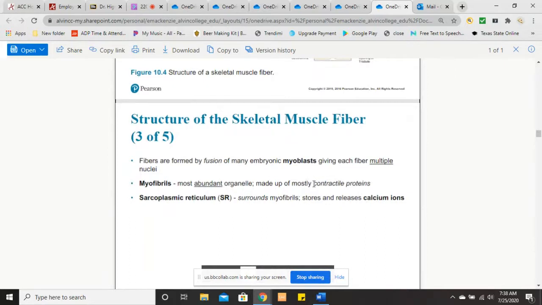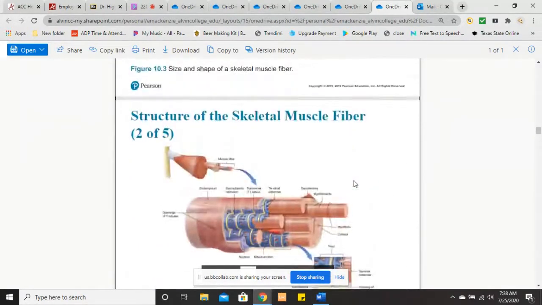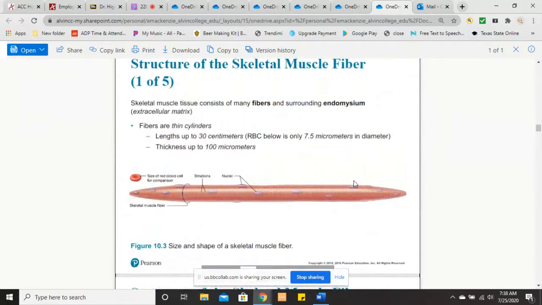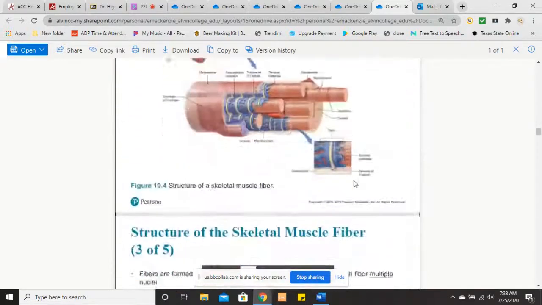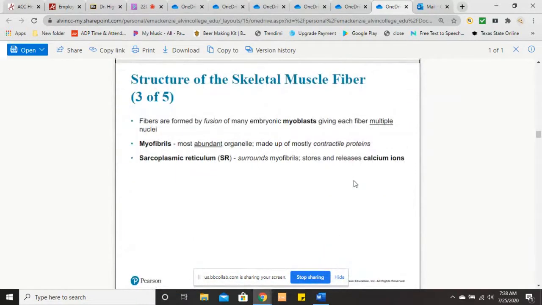Okay, so we call it a contractile organelle, and it's going to be filled with contractile proteins. The reason why people eat meat for protein is because meat is muscle, and muscle is made up of a lot of proteins. So when we look at a myofibril, we're also going to have to look at the proteins inside. We'll do that in a second.